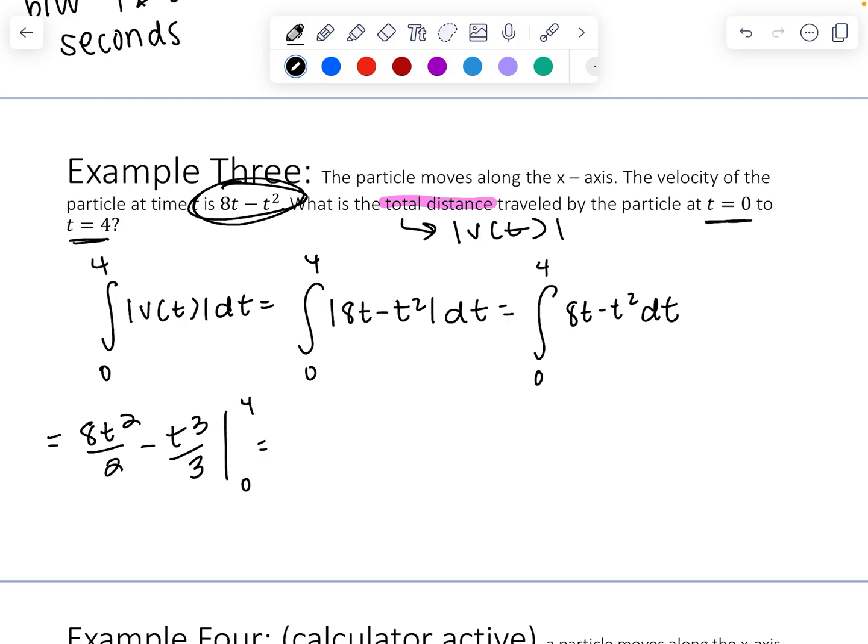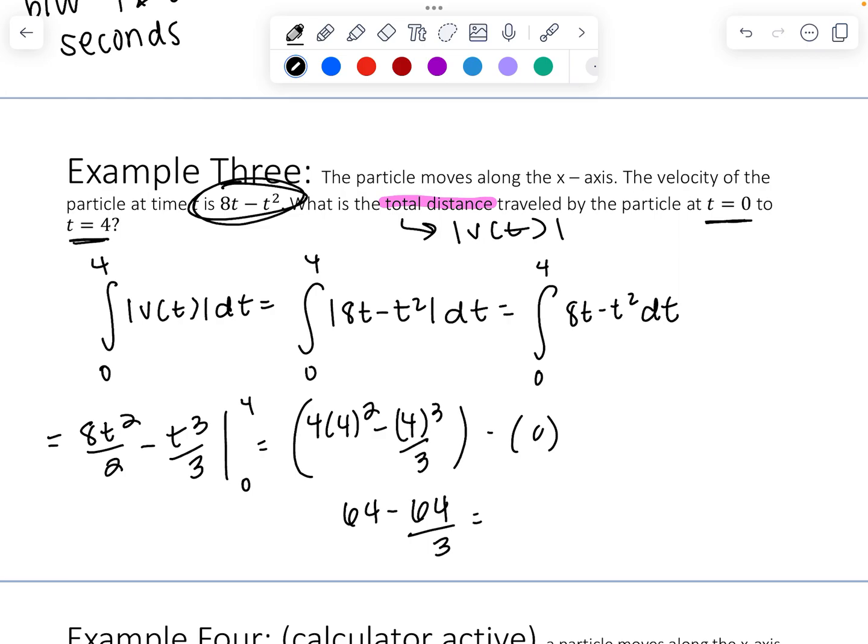So then I'm plugging in. So real quick, 8 divided by 2 is 4. So when I plug this in, I'm going to do 4 times 4 squared minus 4 cubed over 3. And then if I plug in 0 there, it's just going to be 0. So I'm not concerned about that. 4 squared is 16. 16 times 4 is 64. 4 cubed is 64. So that's 64 over 3.